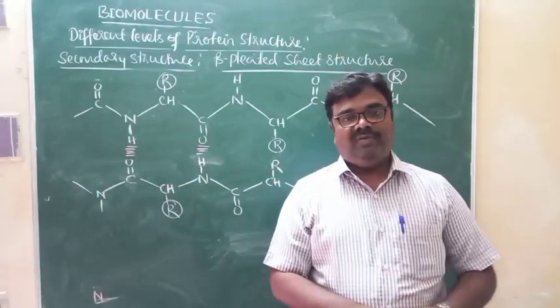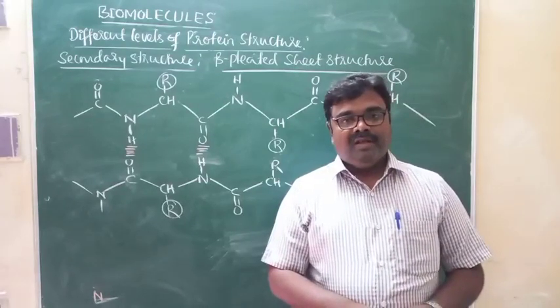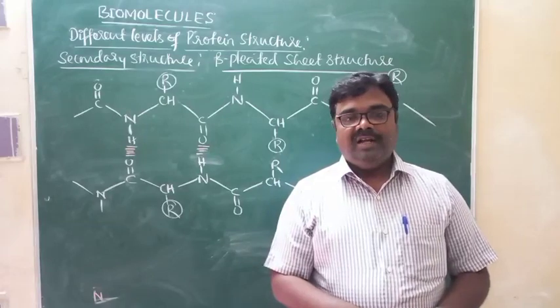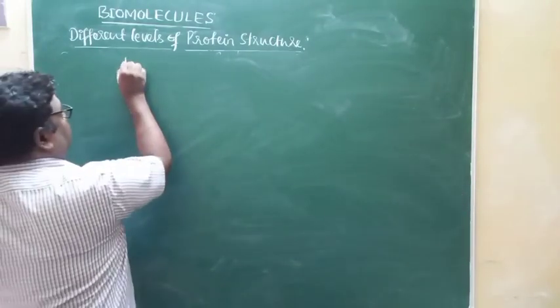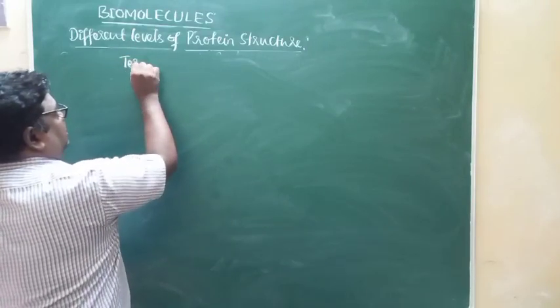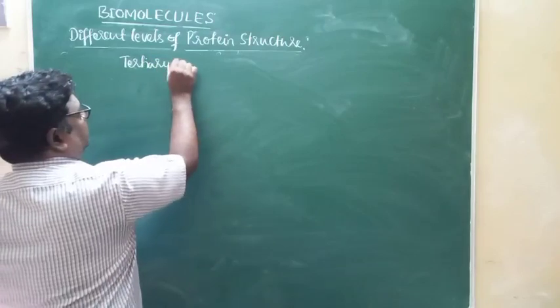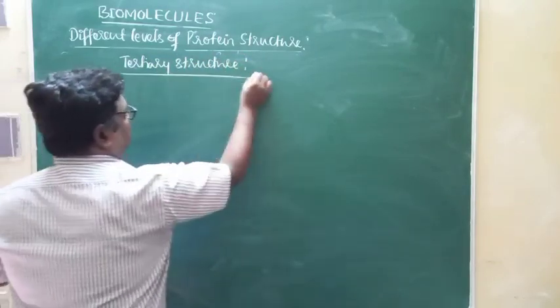Now at this moment we'll go for the remaining two levels of protein structure. They are the tertiary structure of proteins and the quaternary structure of proteins. We'll see that. Now let us see one more level, that is the tertiary structure of proteins.